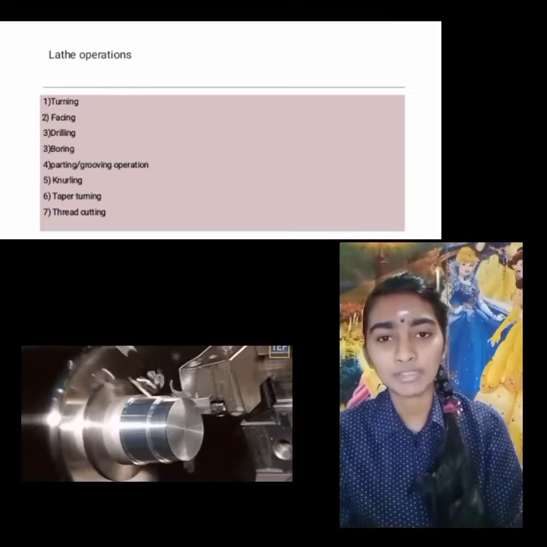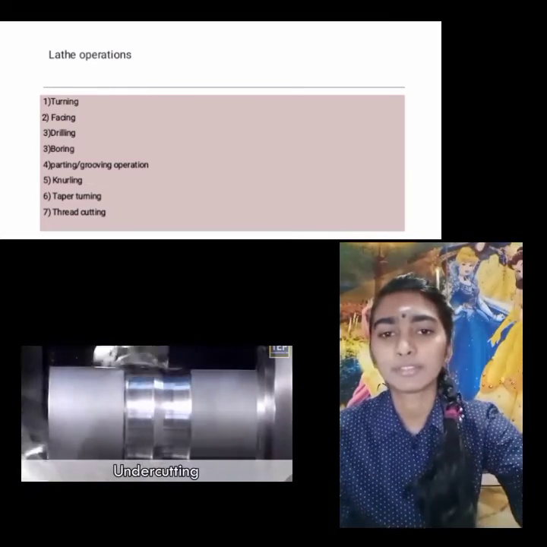parting or grooving operation, then knurling, taper turning, and lastly thread cutting.